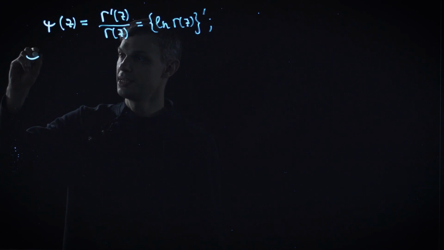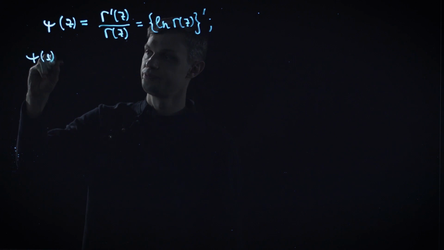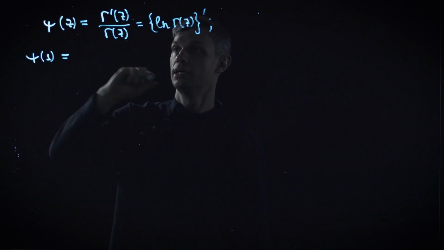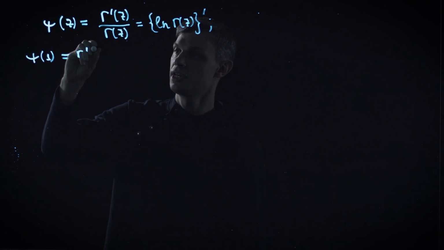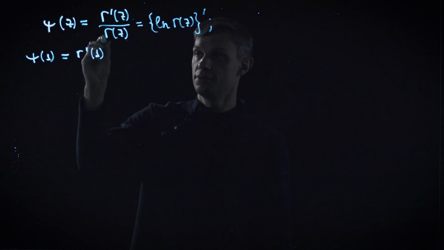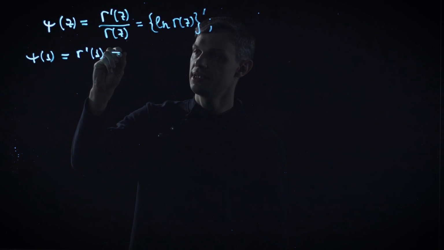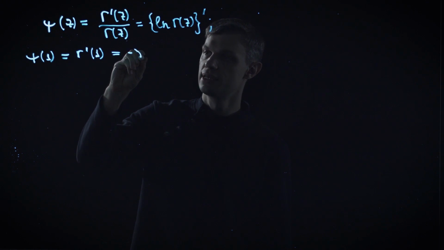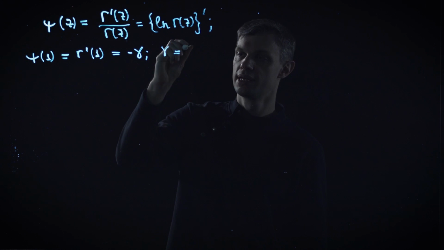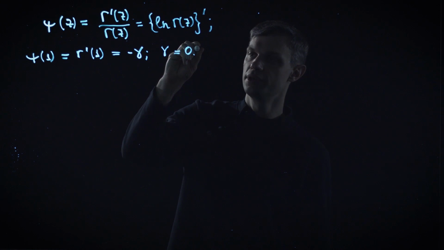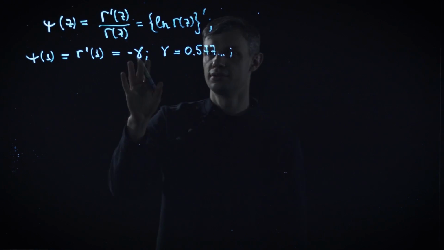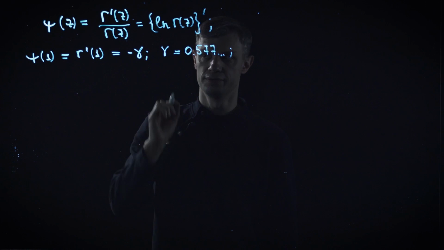First, let's write down a very specific value of the Digamma function, which is psi of 1, which is simply the derivative of the gamma function taken at point 1, because the gamma function of 1 is 1. So there is no denominator here. And it's denoted as minus gamma, where gamma is the so-called Euler constant. It's 0.577. So we'll encounter this constant in the future quite often.